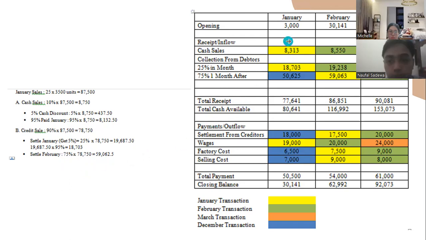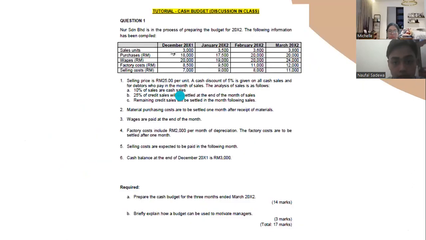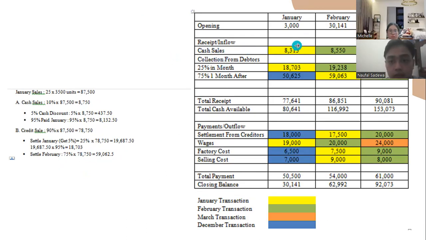And then the next thing, we have to input all of this calculation inside this table and follow this instruction. So cash sales is the value that comes from here. And then the 25% in-month income comes from here. And then this 1 month after comes from December. And the total receipts, it means all of these receipts we calculate, we can sum all of this. The amount of value is 77,000, and for the total cash available you add this 3,000. You can get the value like this.